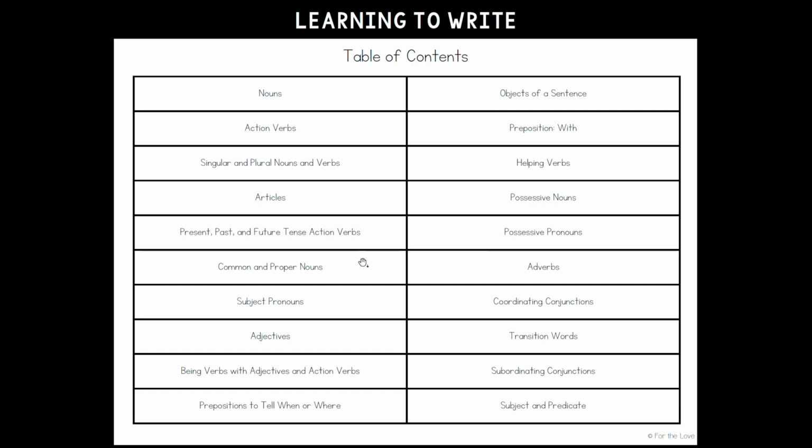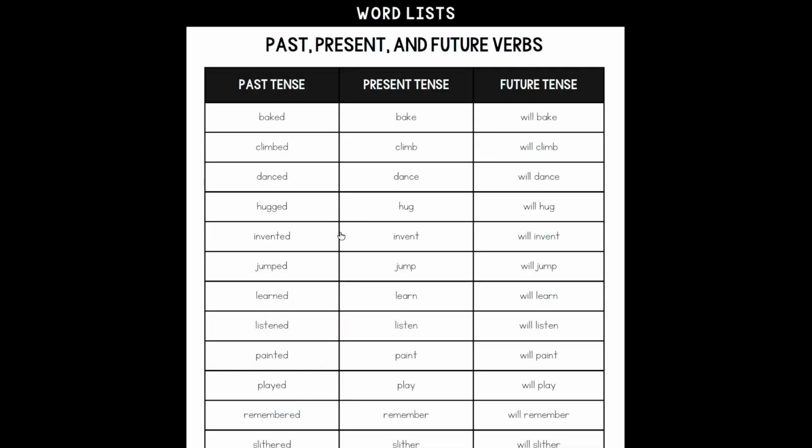I'm going to click on the topic in our table of contents. The first page it takes me to is a list of examples of verbs in the past, present, and future tense. This is a helpful teacher resource as you are building your anchor charts or going over examples with your students.